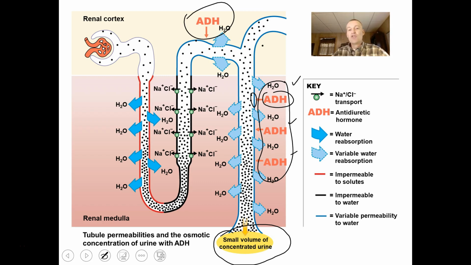Now, you secrete antidiuretic hormone from the posterior pituitary gland, and that's in response to the volume of your blood becoming low. Okay, so it's a signal to make more blood volume, to put more water back into your bloodstream.